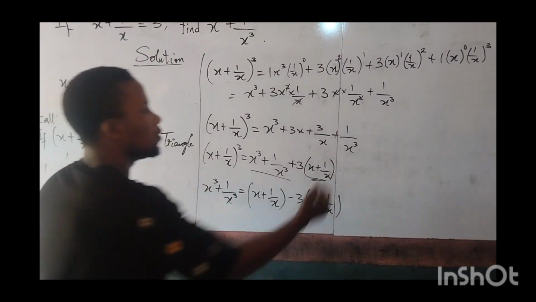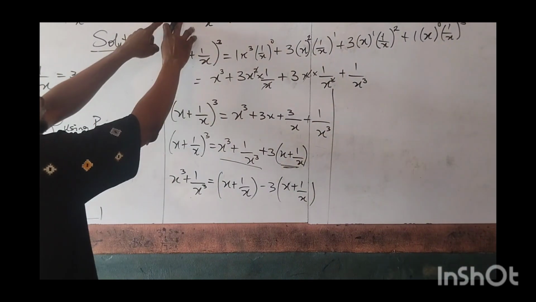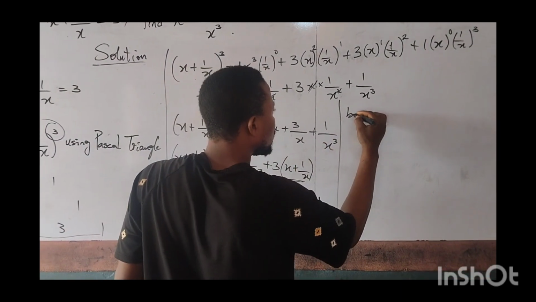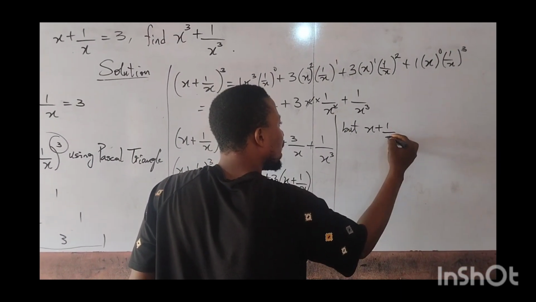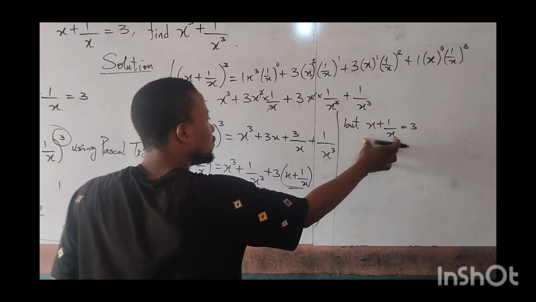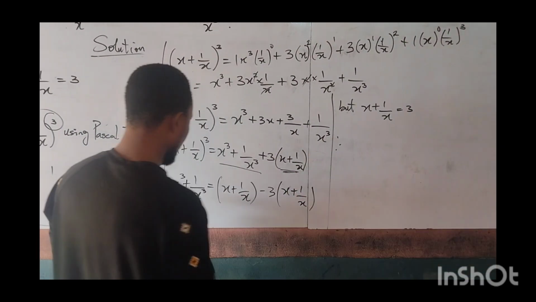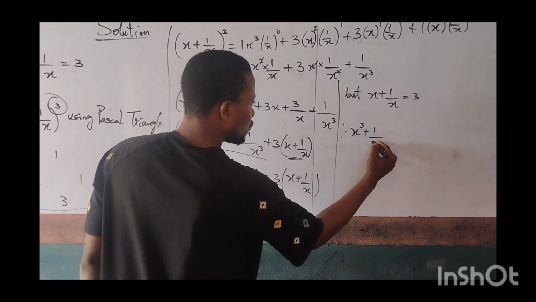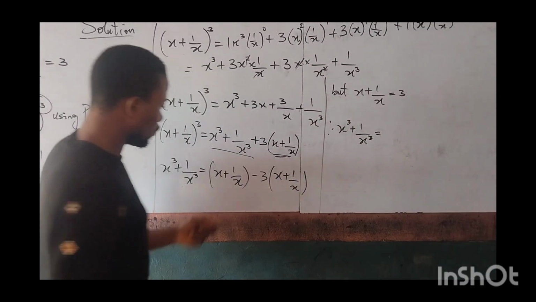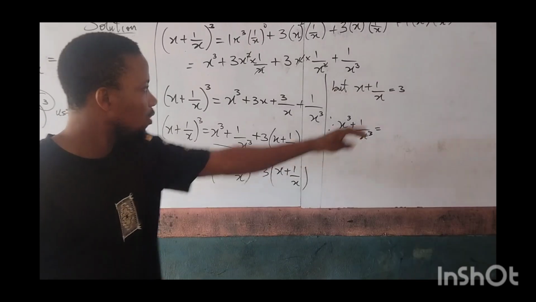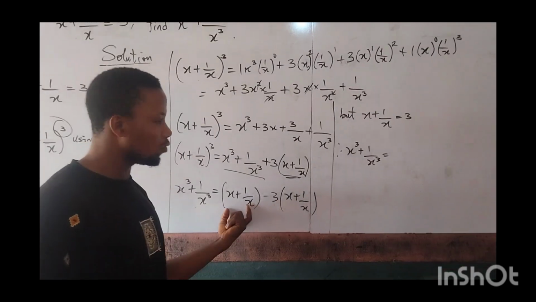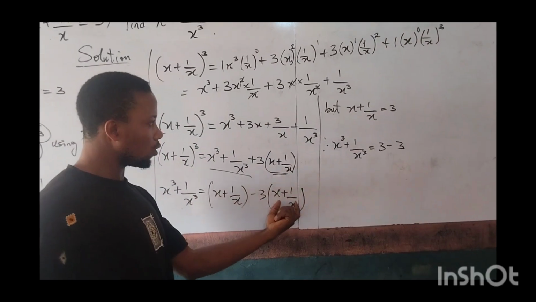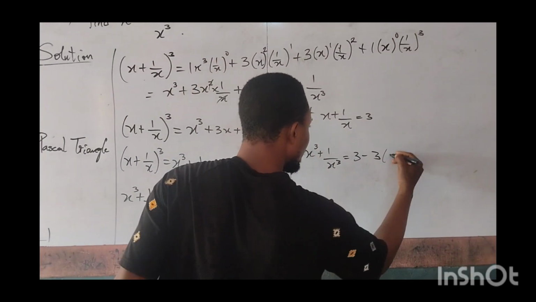Now recall, s plus 1 over s is equal to 3. So we are going to be putting this inside this. Therefore, our s cubed plus 1 over s cubed will now be equal to, we have s plus 1 over s to be equal to 3, so we put 3 to represent this one, minus 3. This one also, we use 3 to represent it.